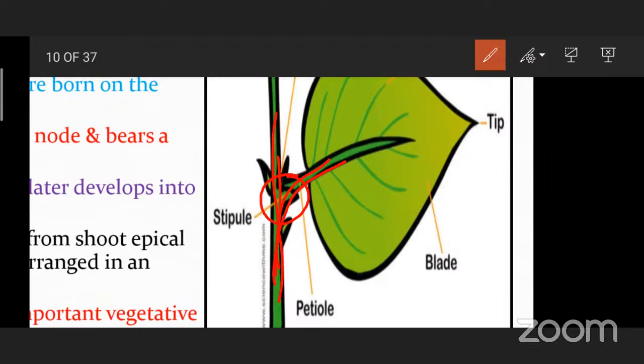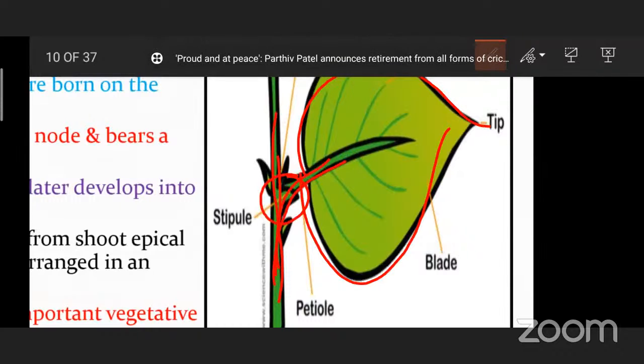Okay, acropetal order means smaller to bigger. The leaf is the most important vegetative organ for photosynthesis. This is the leaf. It is a lateral, generally flattened structure. The leaves are borne on the stem. The leaves are green in color. They are dorsiventral. The upper surface is thick and dark green in color, and the ventral surface is thin and lighter in color.